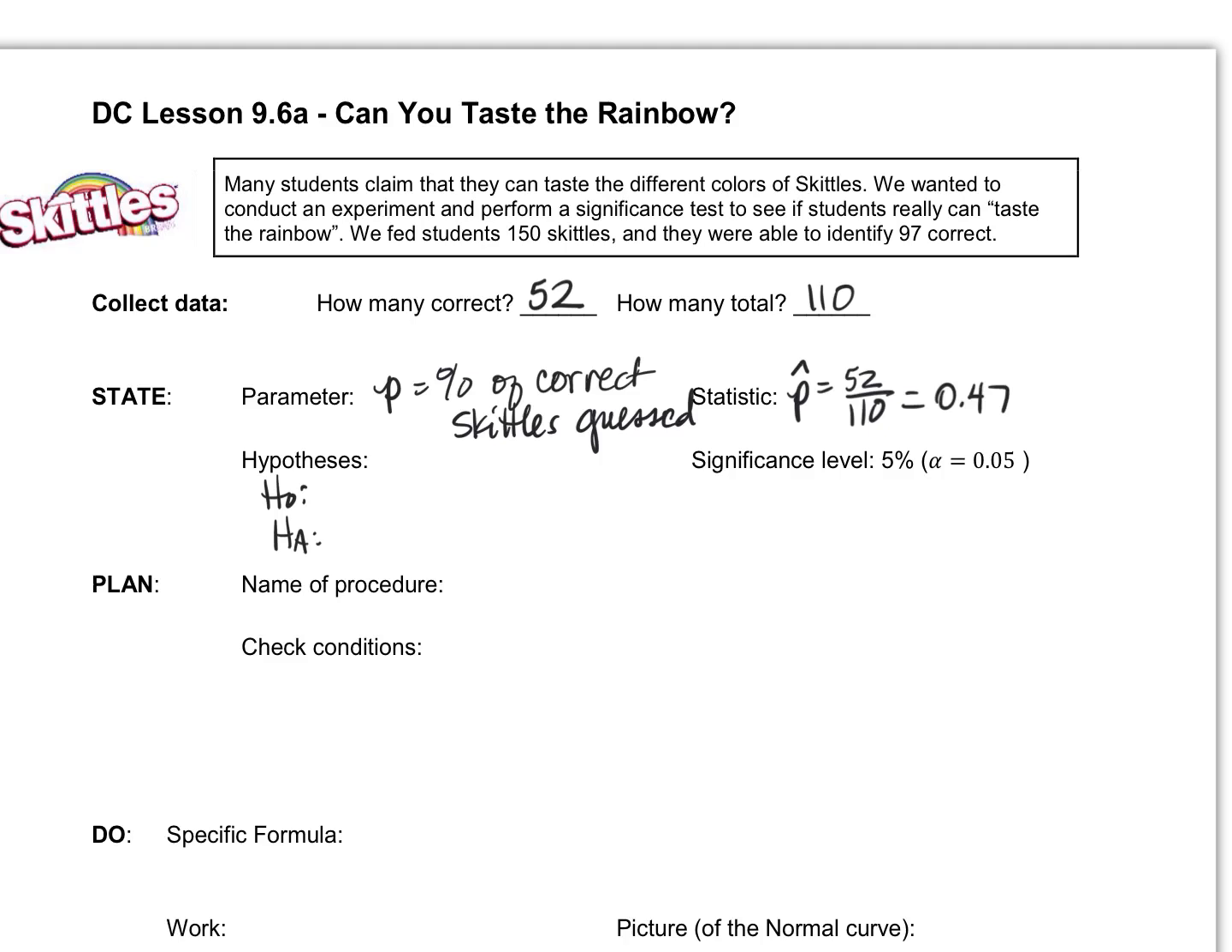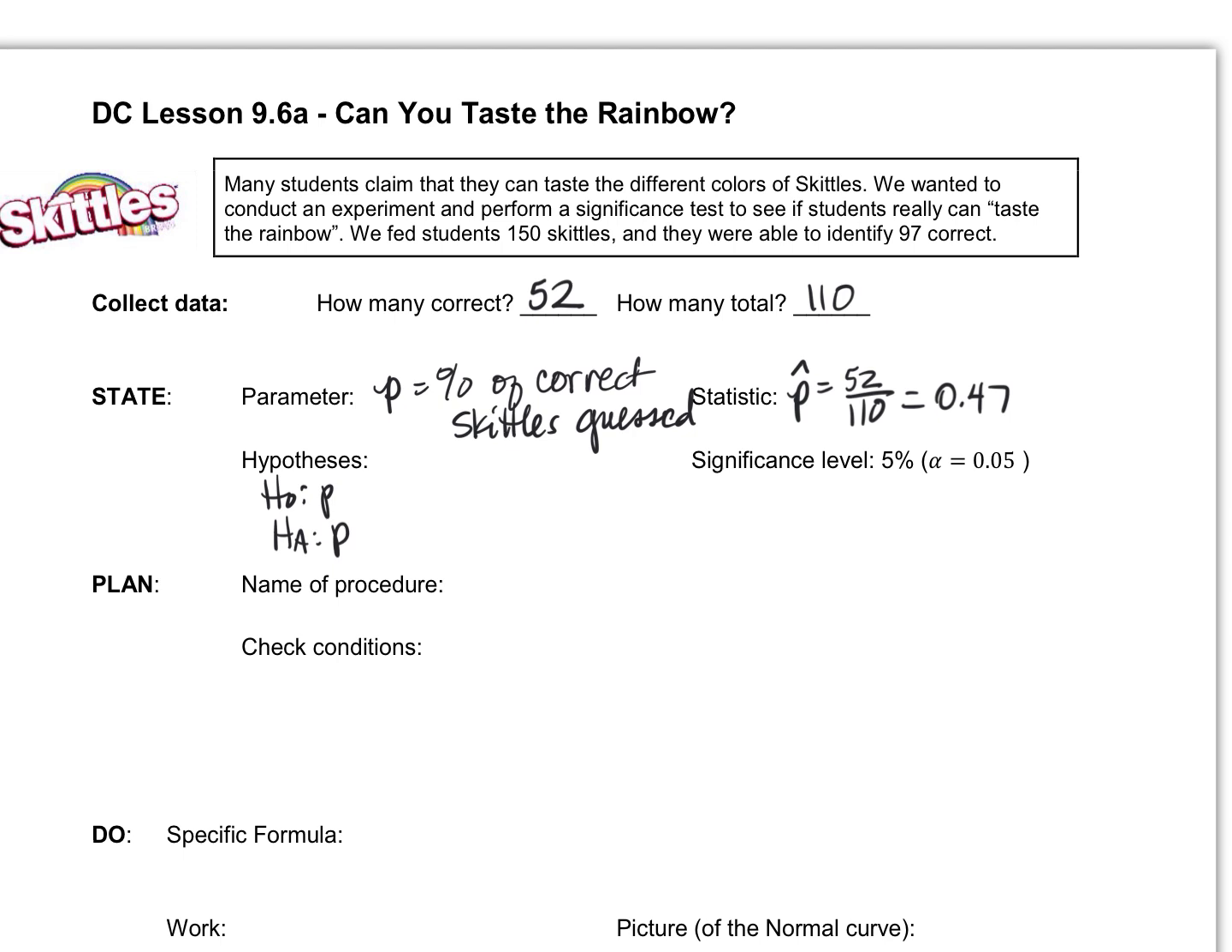I should do this. So it's going to be P. Now let's think about it. If you had no taste buds, what's your chance of guessing correctly? Think about how many colors there are in Skittles. There's 5 colors, right? So what's your chance of just straight up guessing, no tasting?